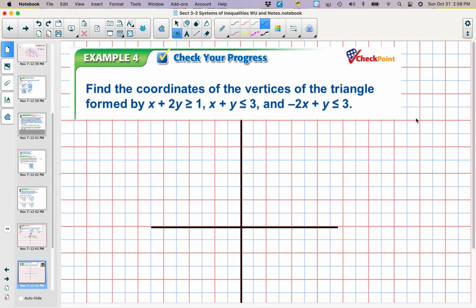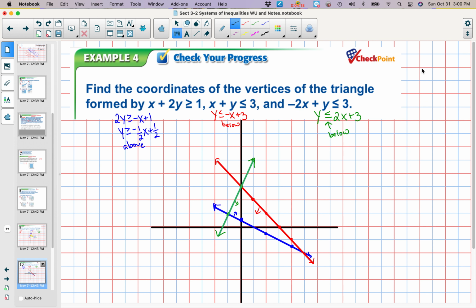So here's one for you to try. So go ahead and graph that, pause the video, graph it, and you can check your answer. All right, so what you should have gotten, here are my lines, so you can check the work in having it in slope-intercept form. Because this is greater than or equal to, it's going to be above, less than or equal to below, less than or equal to below, so I make sure I'm thinking about the right region. You could shade in that region. We get this triangle here.